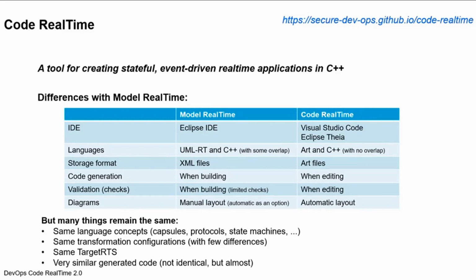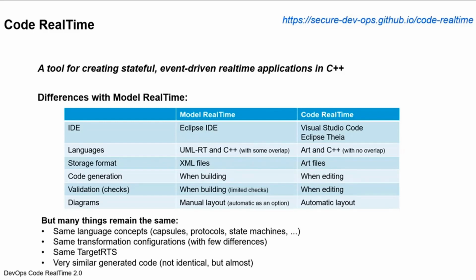Diagrams is also a difference. In Model RealTime, diagrams have manual layouts. You move things around and place them where you like to, while in Code RealTime, we are currently only having automatic layout. But also note that many things remain the same. So the same language concepts exist: capsules, protocols, state machines, ports, events, etc. Those things that you know from Model RealTime, they also exist in the Art language and in Code RealTime.